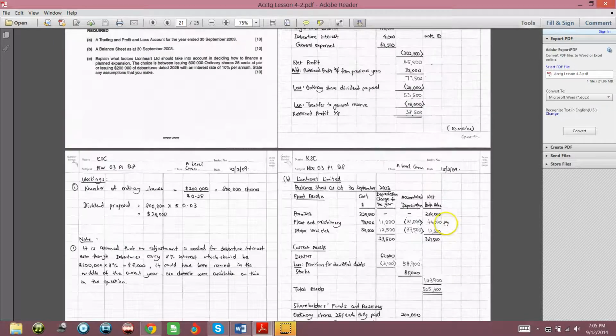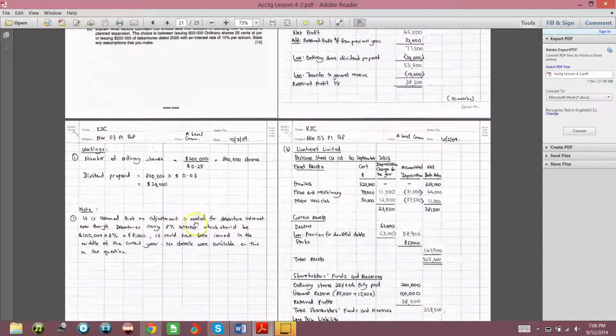That's why I put here note 1. Note 1: it is assumed that no adjustment is needed for debenture interest, even though debentures carry 8% interest, which should be 8,000. It could have been issued in the middle of the current year. No details were available in this question. So if the question is not clear, please write your assumption. Okay.